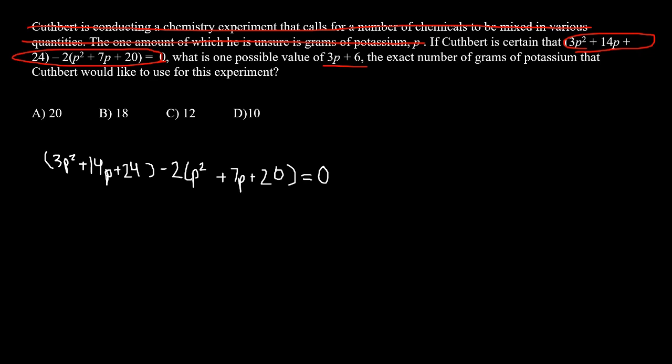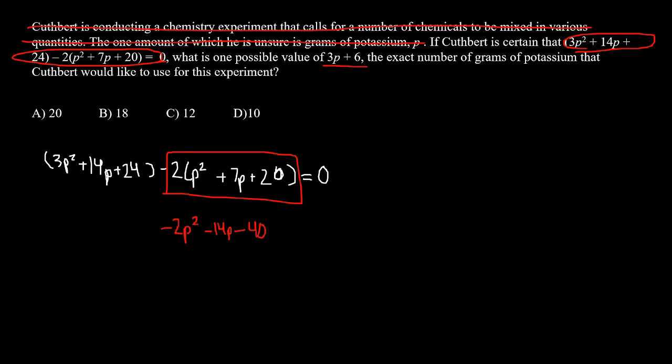So we are given that 3p squared plus 14p plus 24 minus 2 times (p squared plus 7p plus 20) equals 0. Now, if you see this, I think the first thing you should think of is simplifying. So let's expand out this part of the equation, and I'll do it in red. You just need to multiply every single term by negative 2. So you're going to get minus 2p squared minus 14p and minus 40.